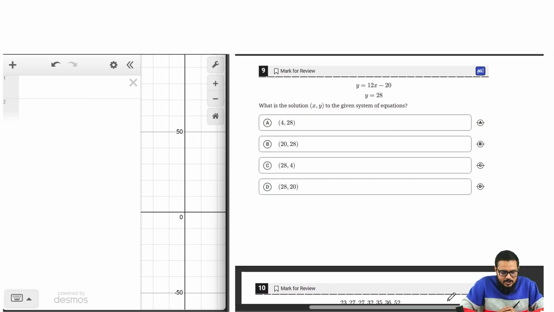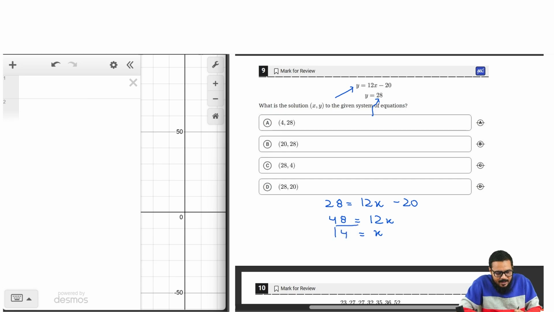What is the solution x comma y to the given system of equations? So I know what y is. Y is actually 28. So you can just put 28 in the top equation. So this becomes 28 is equal to 12x minus 20. And then I'm going to add 20 on both sides. Once I add 20 on my right hand side, negative 20 cancels out. So 28 plus 20, that's 48, is equal to 12x. Now I'm going to divide both of my sides by 12. So 12x divided by 12 is just x, and 48 divided by 12 would be just 4.